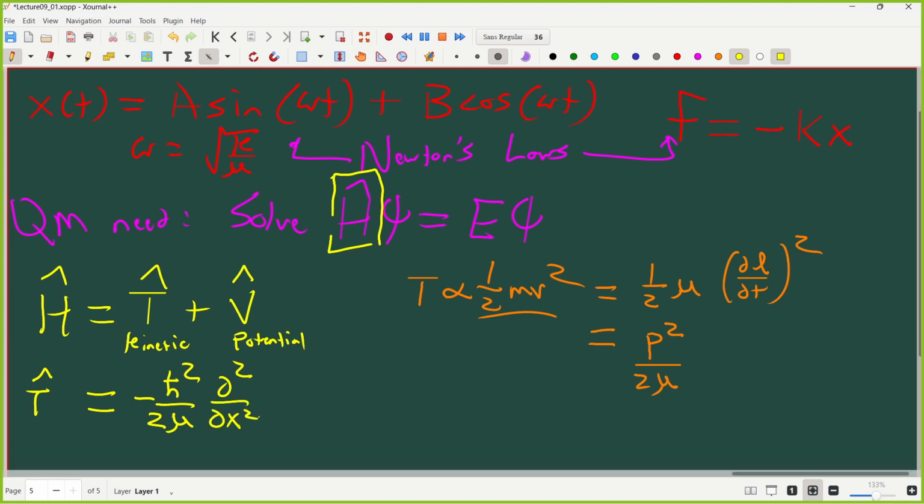All right, we're done. That's it. Every time we do a new problem, we're going to have to come up with a kinetic energy, but the kinetic energy of everything's the same. It's 1/2 mv squared or p squared over 2m. So if we know the mass, we know the operator. So we're always going to see this term in our problem.